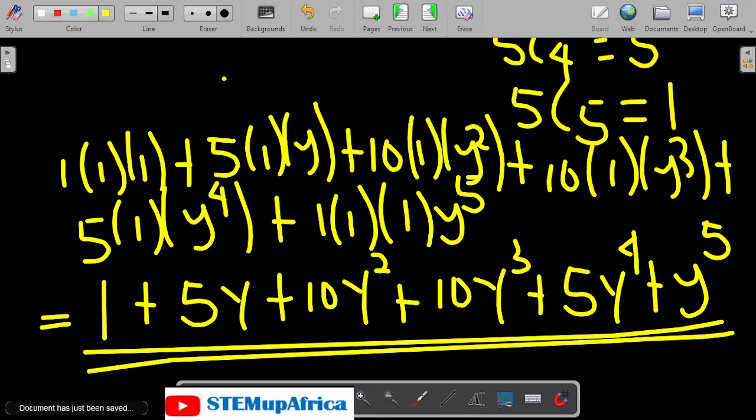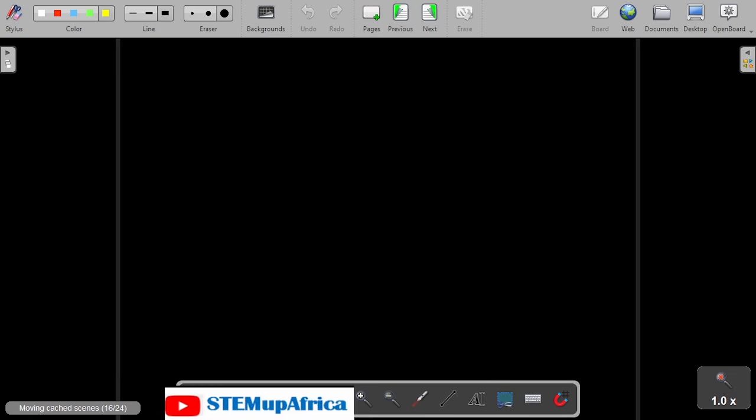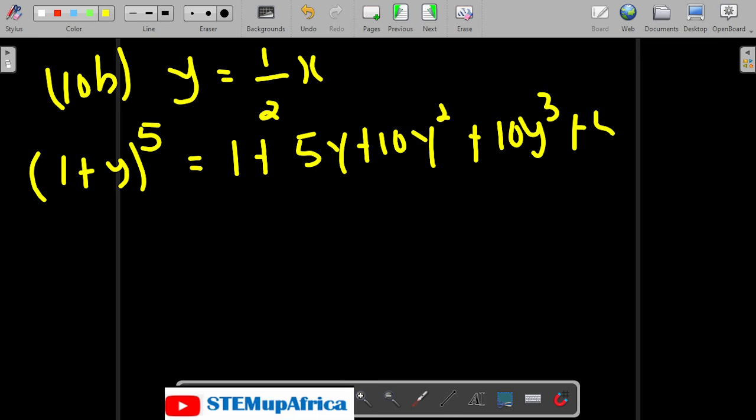So let's go to 10b. It says substitute y equals 1 over 2x in 10a and deduce the expression of this. So we are putting y equals 1 over 2x. So 10b, my y is simply 1 over 2x. Remember we expanded 1 plus y raised to the power 5 into 1 plus 5y plus 10y squared plus 10y cubed plus 5y to the 4 plus y to the 5.